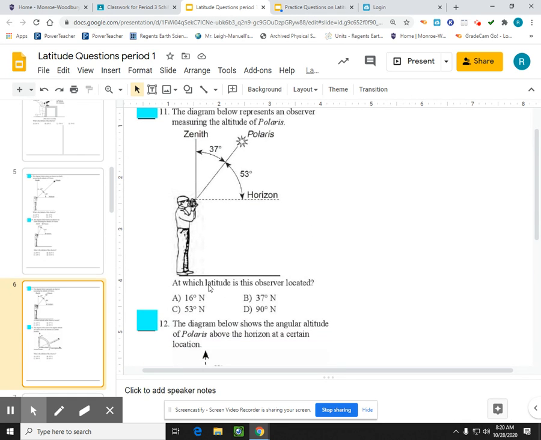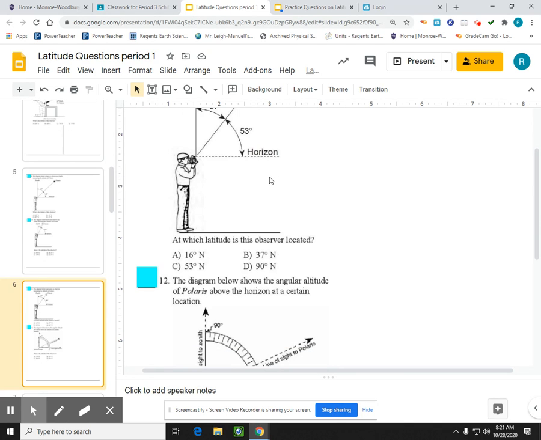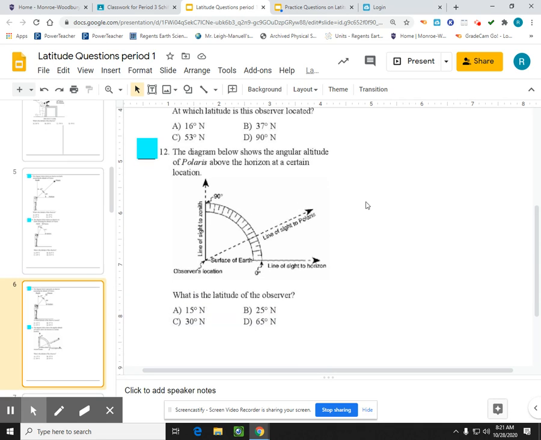Number 11, the diagram below represents an observer measuring the altitude of Polaris. We see 53 degrees above the horizon, or 37 degrees below the zenith. We always use the horizon number, so our answer here would be letter C, 53 degrees north.